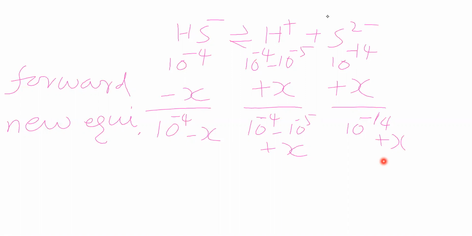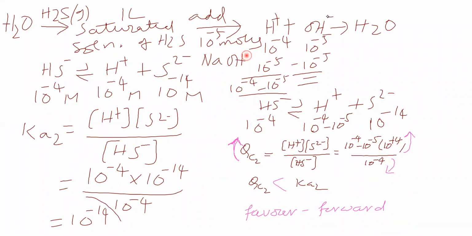No, because we did not add any common ion. We added sodium hydroxide. This hydroxide neutralized this H plus. This hydroxide decreases this concentration, therefore the forward reaction is favored. So the concentration of species gets varied.